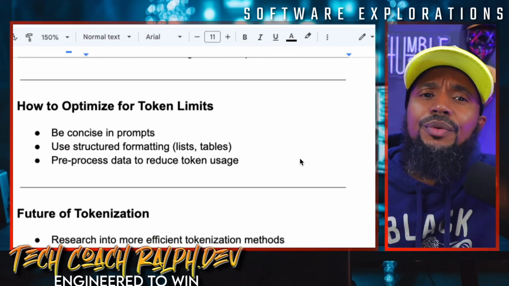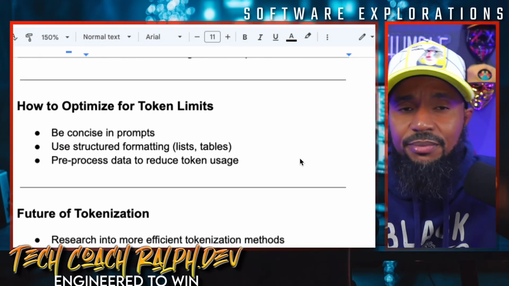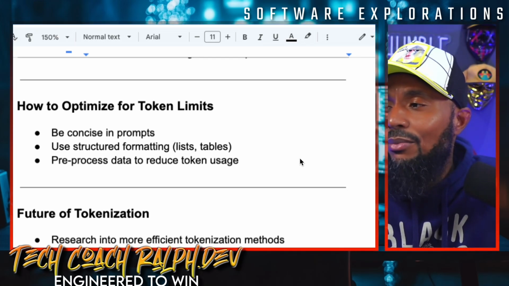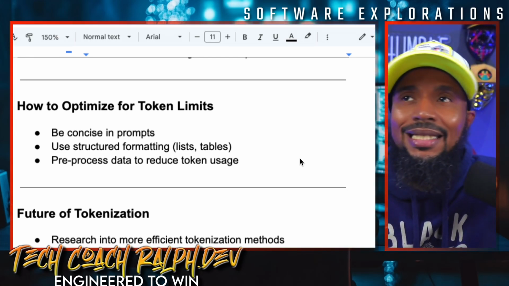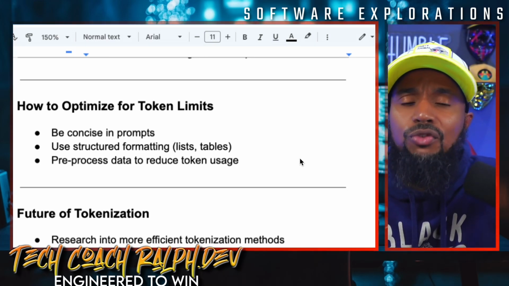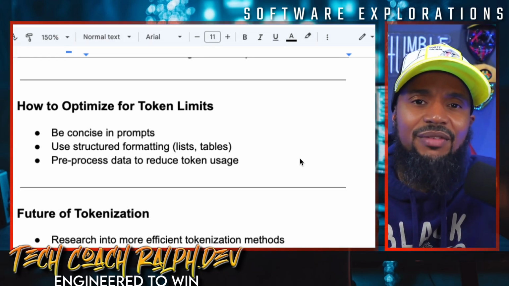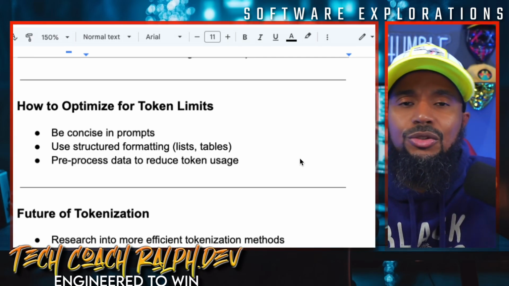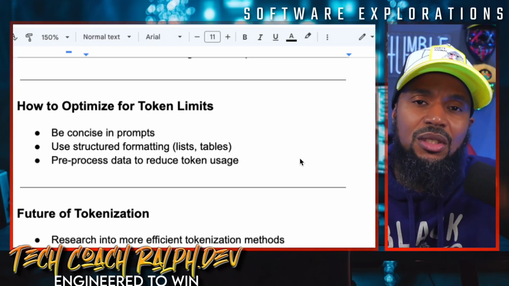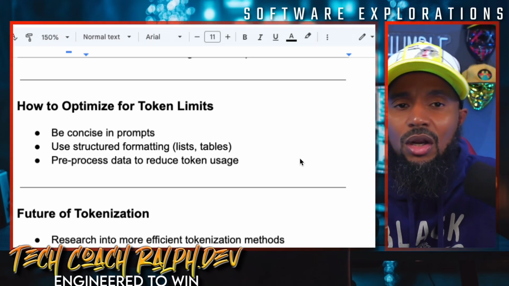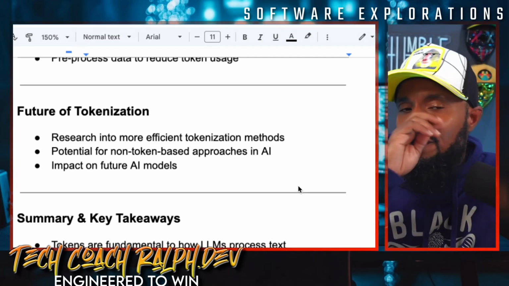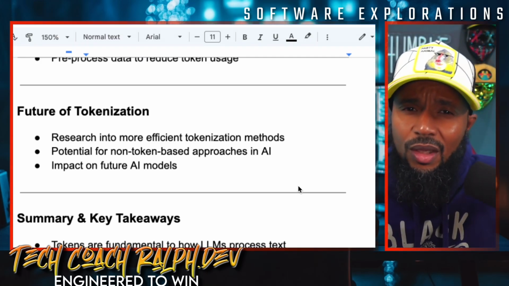So how do we optimize for token limits? Like we just mentioned, be concise in your prompts. Don't ramble. Don't just speak endlessly like it's your best friend, because that's going to cost. Use structured formatting, so use lists, tables, and things of that nature. Pre-process data to reduce token usage. I'm not familiar with the means of pre-processing data, so we're definitely going to have to look into that in the future as we progress through our large language model course. And so what is the future of tokenization? Something we're definitely going to be getting into.